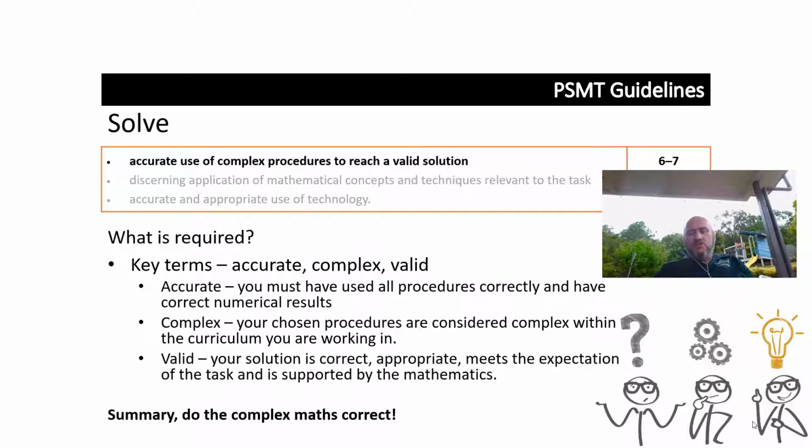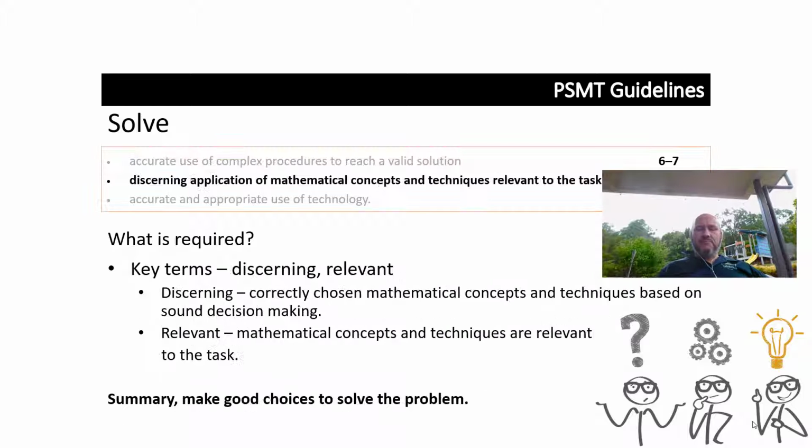Valid. Your solution is correct, appropriate, meets the expectation of the task, and is supported by the mathematics. So a valid solution will cover all those things, and that's how we're going to get to that 6, 7 range. So in summary, do the complex math correctly.